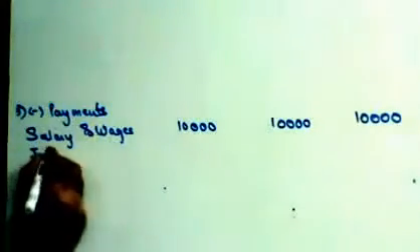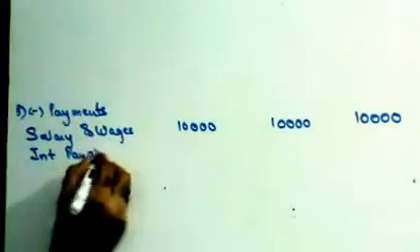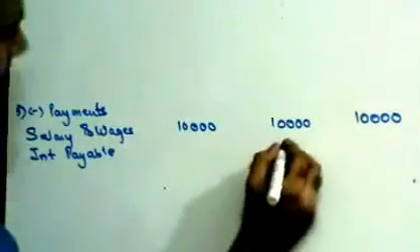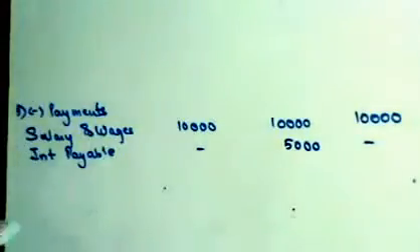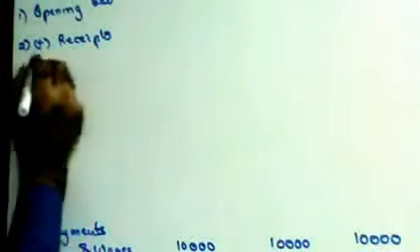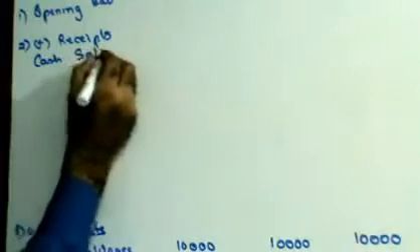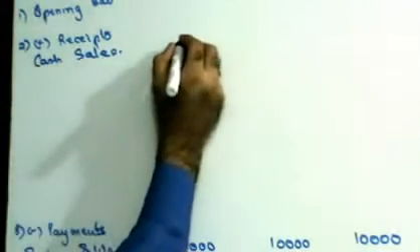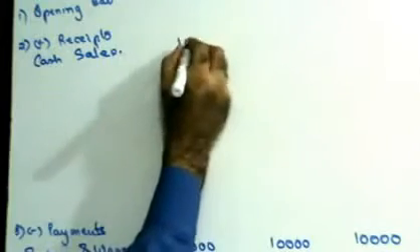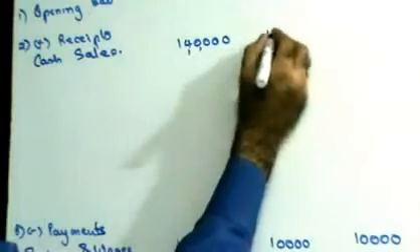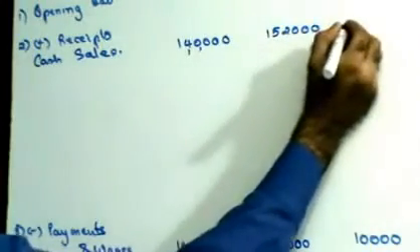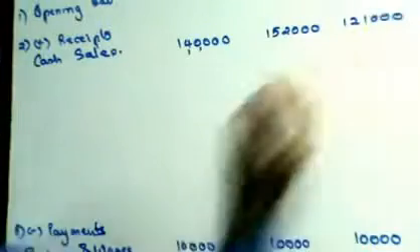Interest payable. This is again your payment. Interest payable in the month of May is 5,000. Next, cash sales, credit sales, purchases and other expenses. Now let's see this. Cash sales is going to be same month, so let's write cash sales down first. Cash sales for the month of April is 1,40,000, for the month of May is 1,52,000, and for the month of June is 1,21,000.